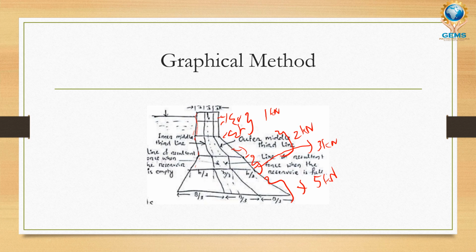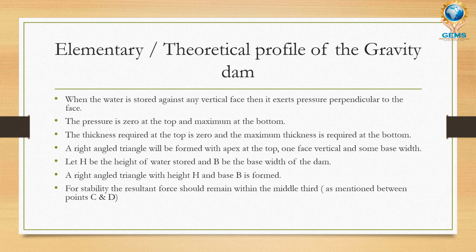Your dam section is like this one, irregular, or I don't want to say irregular, it is going to change throughout its entire length. Kindly consider that B by 3 is the height of these horizontal sections, that is the breadth of these horizontal sections. Okay, fine. We have seen the graphical and analytical methods.